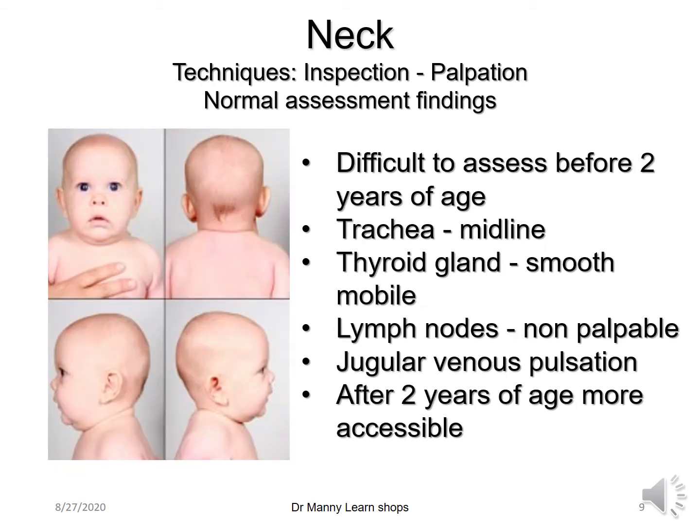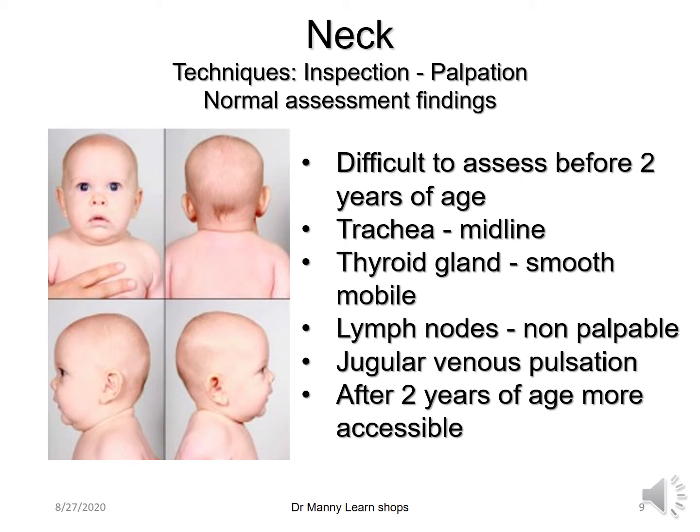When we look at the neck, we only use inspection unless we see something that we need to touch. Now, in an infant before the age of 2 years, they don't really have a neck. They do, but they don't. So it's very difficult to palpate if required, and it may be difficult to even inspect. But typically the trachea is midline. The thyroid gland, if required to be palpated, is smooth and mobile. The lymph nodes, if required to be palpated, you won't find them.